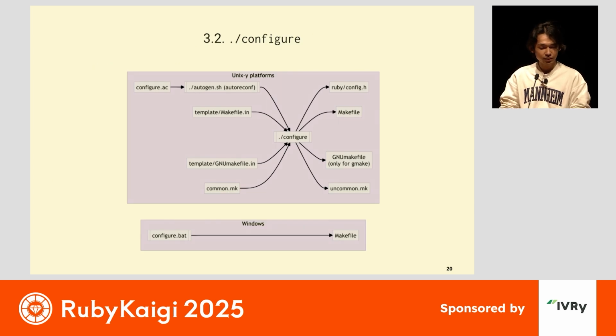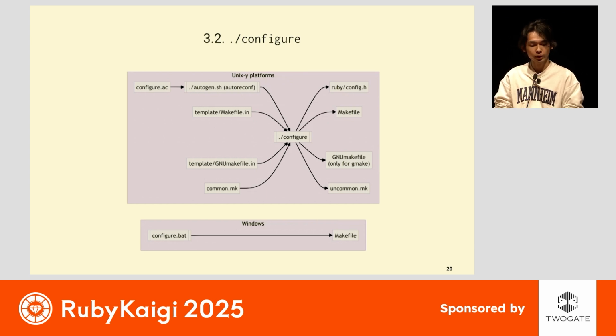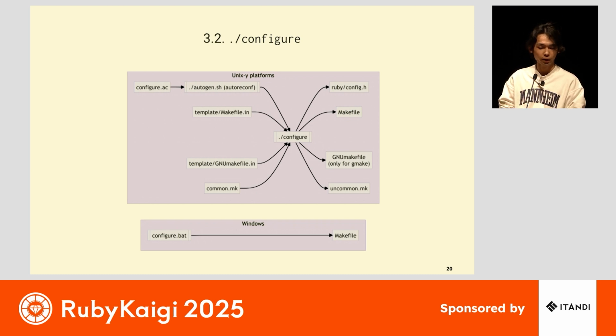So let's trace the build process step by step. The configure step is where things start getting interesting. On Unix-like systems, we use Autotools, which generate the configure script from configure.ac. On Windows, we have a completely separate configure.bat. The configure step generates several important files, including Makefile and config.h. Note that we generate Makefile, GNUmakefile, and uncommon.mk at this step.